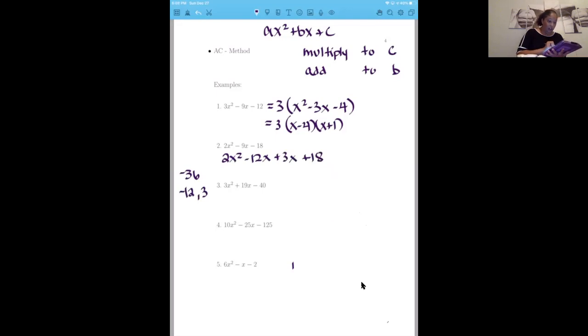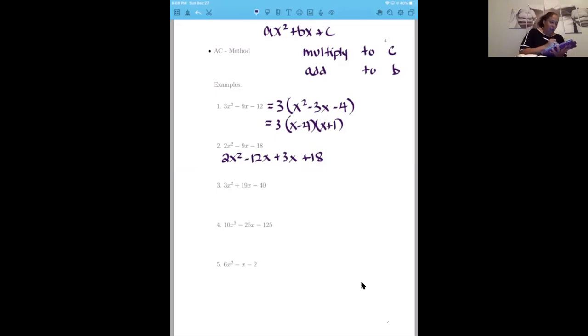Now, notice I didn't really change the problem. I just separated negative 12 and 3, because if I add negative 12 and 3, I get my negative 9 back. So now I'm going to factor by grouping. And it doesn't matter if I would have put 3x minus 12x; I could have grouped them in the same way.